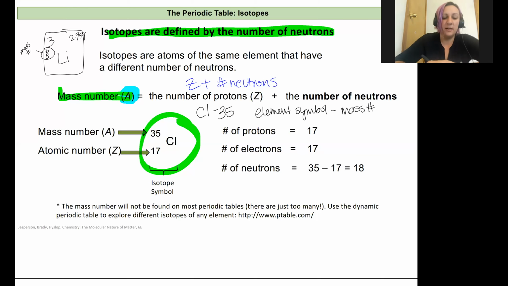So our mass number of 35 and our atomic number of 17. This means I have 17 protons, and that means I have 17 electrons since this isn't a charged particle. And to figure out the number of neutrons, I would take 35, subtract 17, that number of protons, for a total of 18. So in this case, I have more neutrons than protons in my atom.